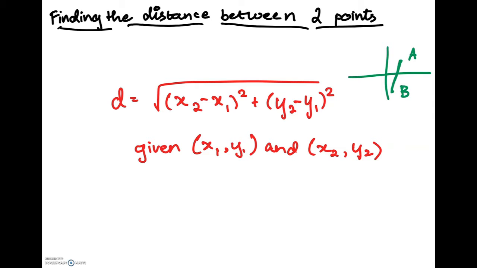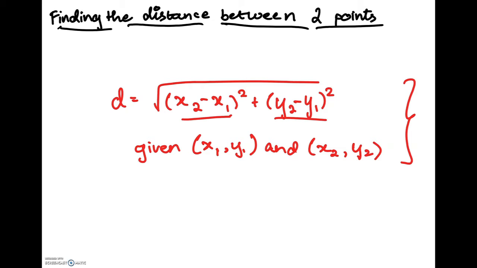Now, of course, lines between 2 points are mostly always diagonal, so it's kind of hard to measure, and that's why we have a formula. As you can see here in the middle, the formula for distance is d is equal to the square root of x2 minus x1, the whole square, plus y2 minus y1, the whole square. And that is if you're given any 2 points, x1 comma y1 and x2 comma y2. So let's try a couple of examples using this formula.